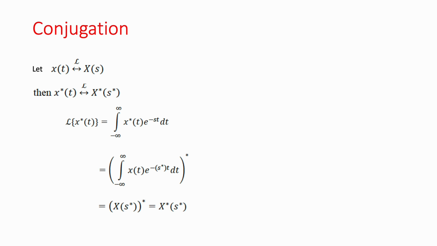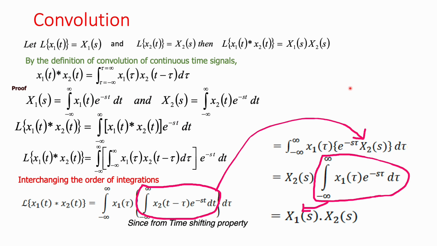Okay, so now just look at the formula. I told you what all the changes are in the formula. Now X of s conjugate, the exponential term is s conjugate, that you can write. Then overall you have the conjugate. Finally, X conjugate of s conjugate. So this is the proof of the conjugation property. The next important property is the convolution property.